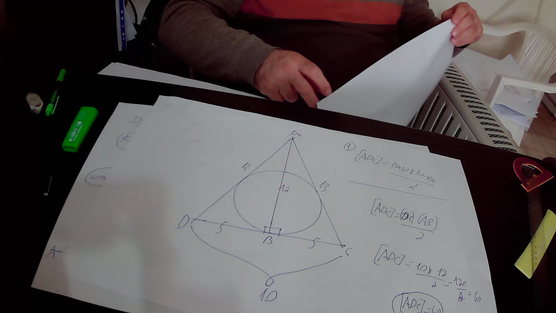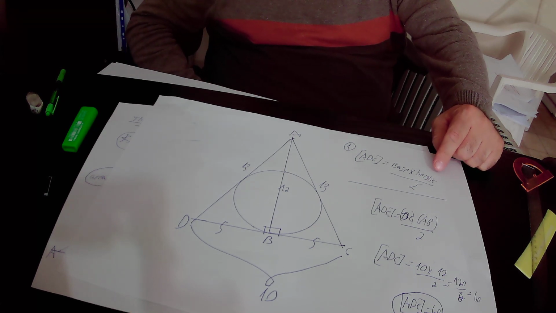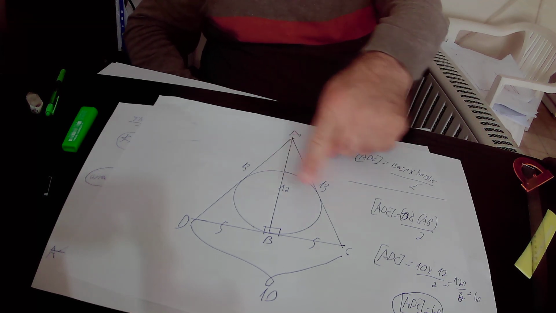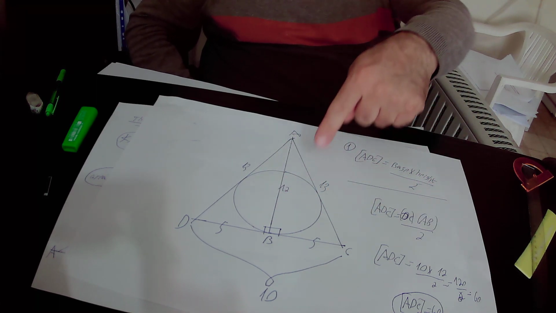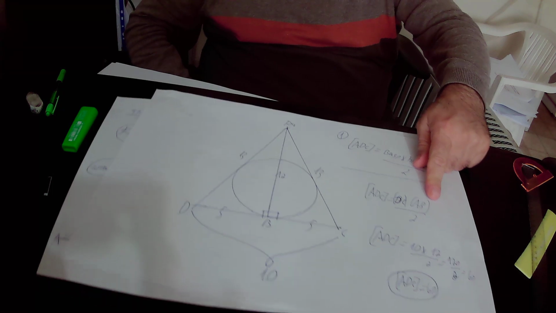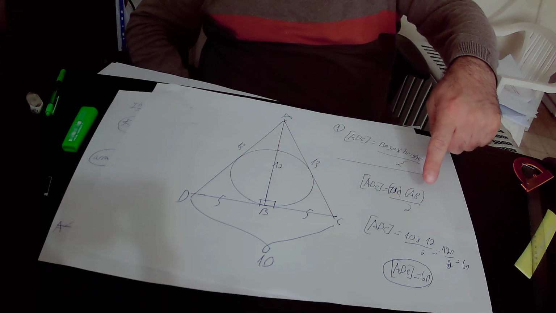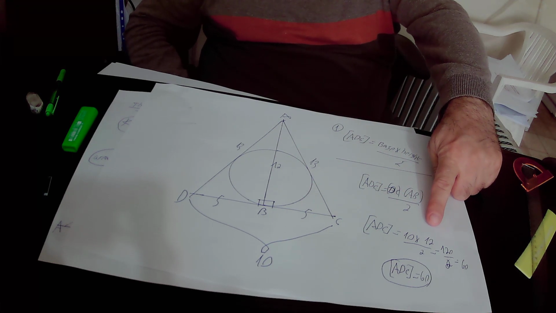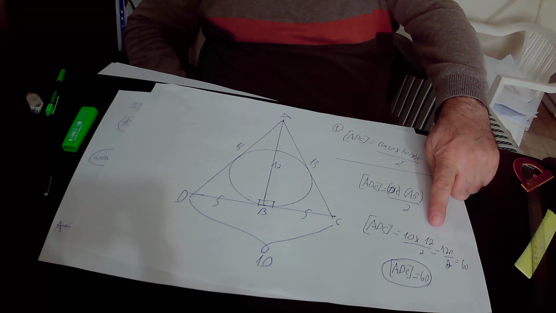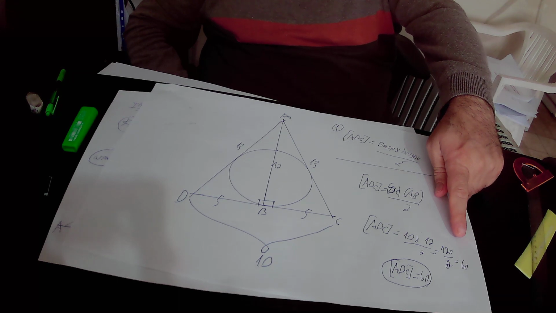So the area of triangle ADC equals the base times the height over 2. The base is DC, and the height is AB, all divided by 2. DC equals 10 units, AB equals 12 units, all divided by 2. So the area of the triangle equals 10 times 12 over 2. 10 times 12 is 120, 120 over 2 is 60 square units.